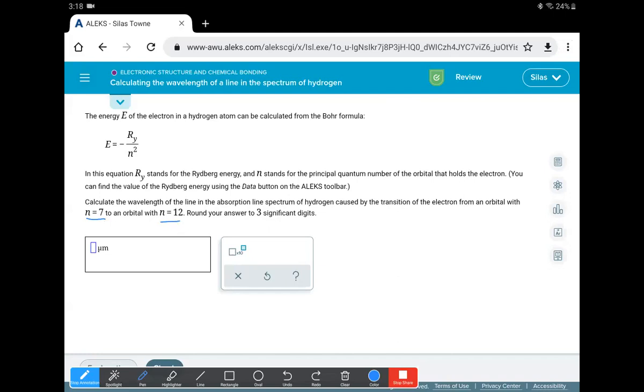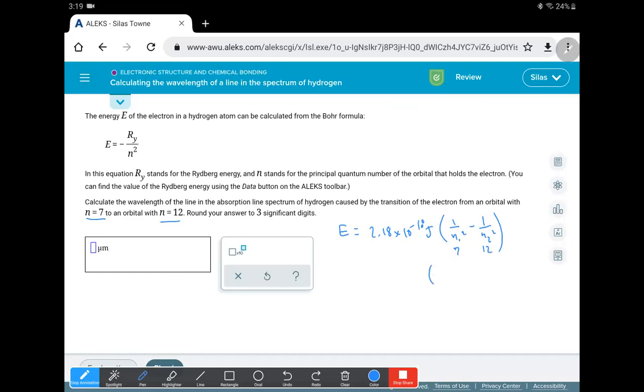So just to keep things consistent with class, I'm going to use the formula I gave you, which is energy equals 2.18 times 10 to the minus 18 joules. And we want this to be positive, so we're actually going to use the smaller n first. So here, this will be a 7, and then this one will be a 12.